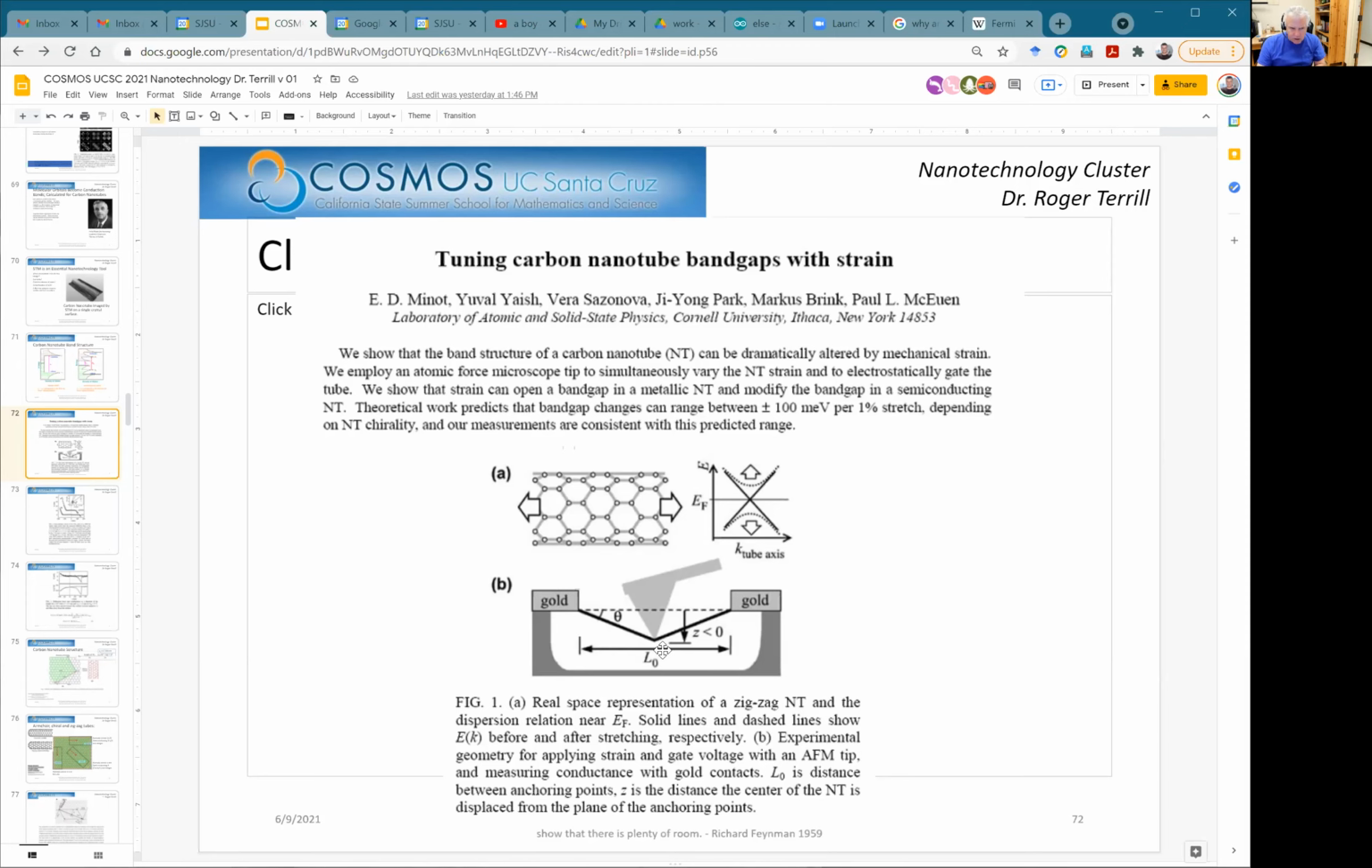There's an ultra sharp tip. It could be a single atom at the tip of the AFM. And the AFM is actually brought into contact with the surface. And in this case, it can be shown that as you stress this nanotube, the band gap increases by 100 millivolts for every 1% of elongation in this nanotube. That's interesting, huh? So that type of thing can be done with an AFM tip.